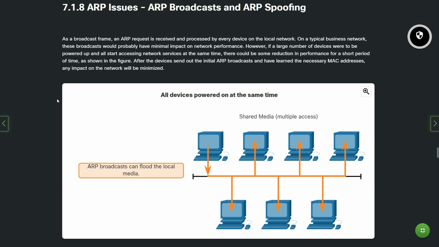As shown in the figure, after the devices send out the initial ARP broadcast and have learned the necessary MAC addresses, any impact on the network will be minimized. On networks with many devices sharing media with multiple access, ARP broadcasts can flood the local media.